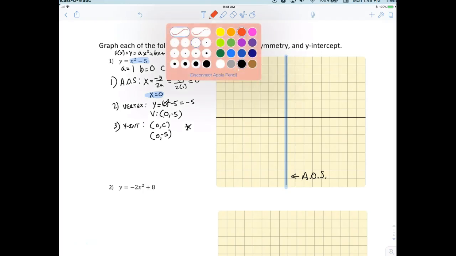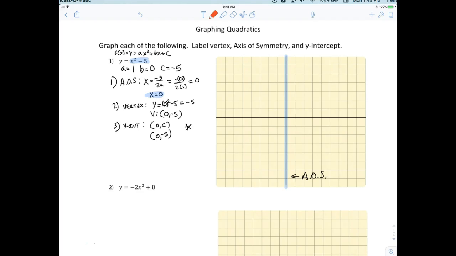0, negative 5. So we're going to plot 0, negative 5. 1, 2, 3, 4, 5. There we are, 0, negative 5. You may have any issues with that.